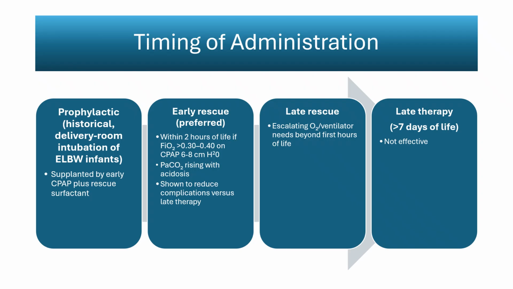Late rescue, given only after escalating oxygen or ventilator needs beyond the first hours, is less effective because injury is already established. Administration beyond 7 days of life provides no benefit, since disease pathways shift from acute deficiency to chronic lung injury. Clinically, this timeline emphasizes intervening early enough to alter pathophysiology rather than waiting until damage is entrenched.